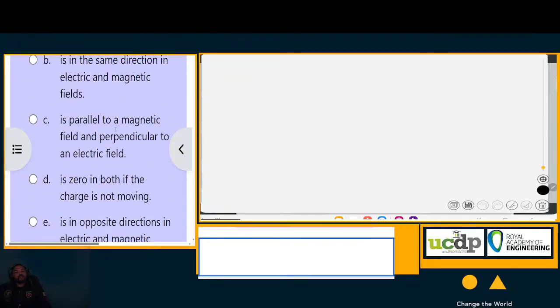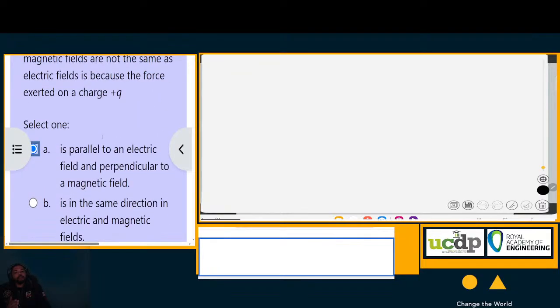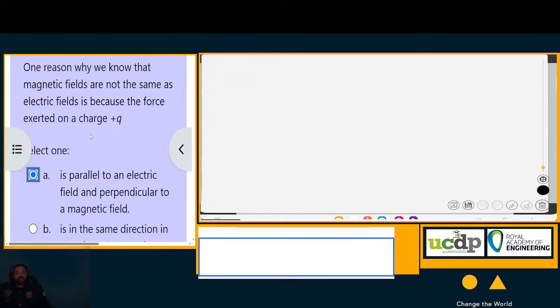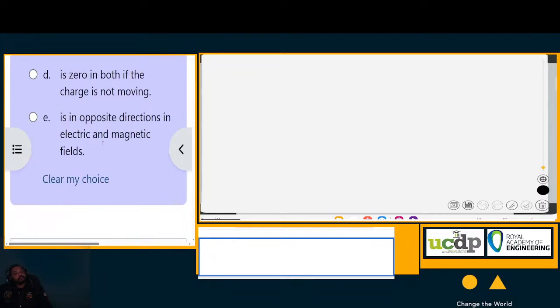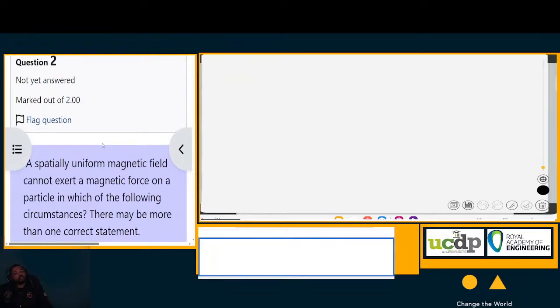For magnetic and electric fields, when you compare them, the force on a positive charge in an electric field is parallel to the electric field, the direction of the force, and the force in a magnetic field is perpendicular to the magnetic field. And of course the charge must be moving in a magnetic field.